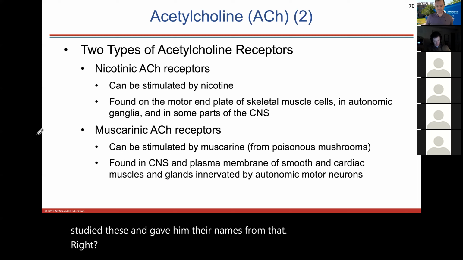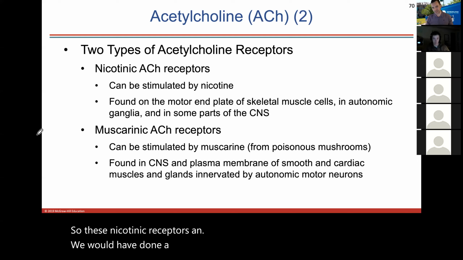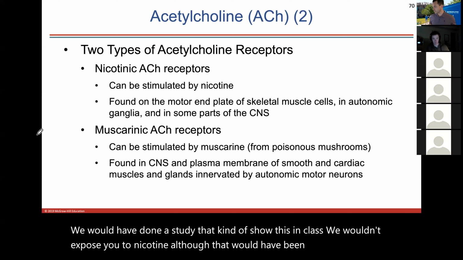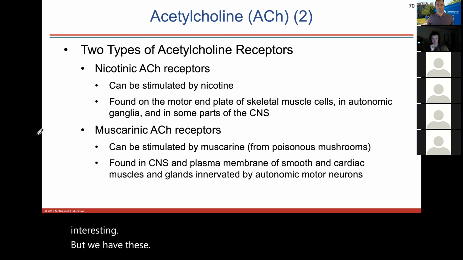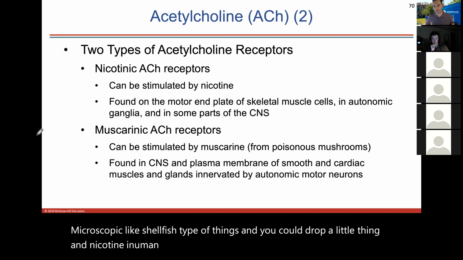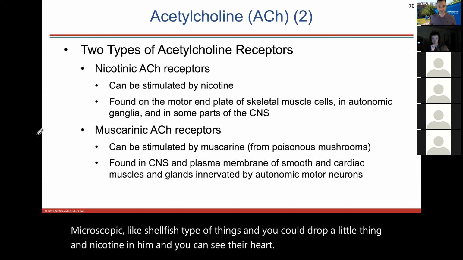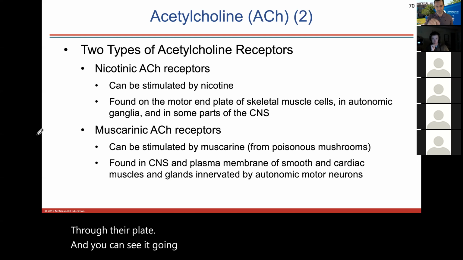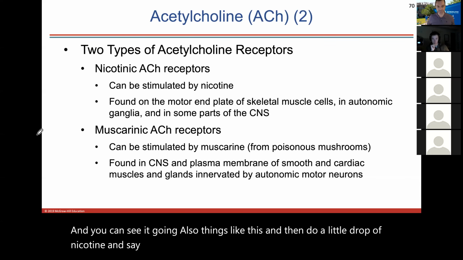So these nicotinic receptors, we would have done a study to show this in class. We wouldn't expose you to nicotine, although that would have been interesting. But we have these microscopic, shellfish-type of things, and you could drop a little nicotine on them and see their heart through their plate. You can see it going. All of a sudden, you do a little drop of nicotine, and it goes like 1,000 miles a minute. So you can see what nicotine does.